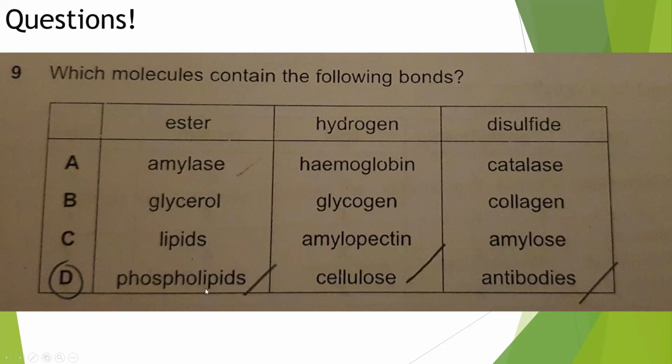Phospholipids contain the ester bond, which is between the head part, which has the OH, and the two fatty acid tails, which have the carboxyl group. In cellulose, hydrogen bonds are present between the cellulose molecules to form the microfibrils, and then the microfibrils to form the fibers. Disulfide: where is disulfide present? Disulfide is present in the tertiary structure of proteins. Antibodies are proteins. I had said that in one of the slides, so if you didn't catch that, do take a note here as well.